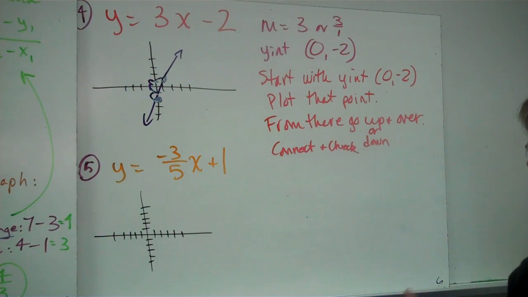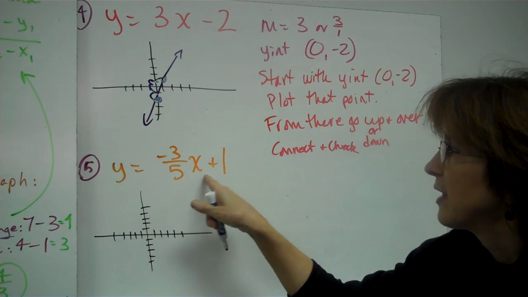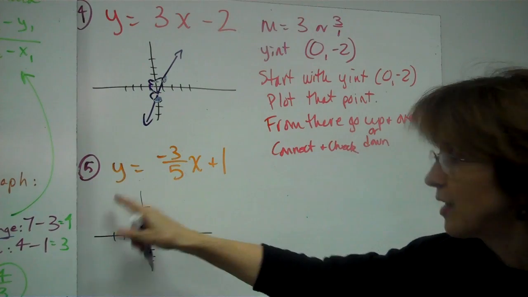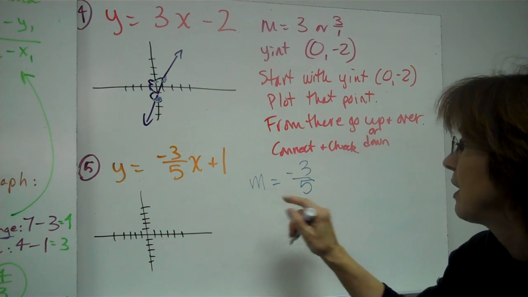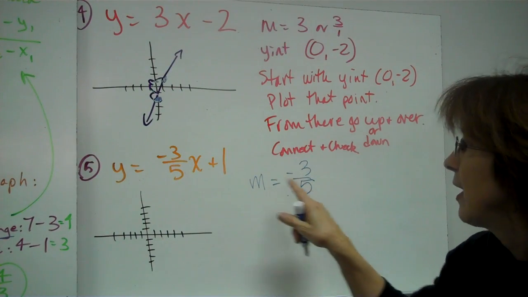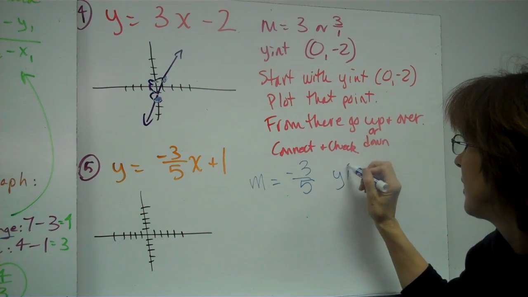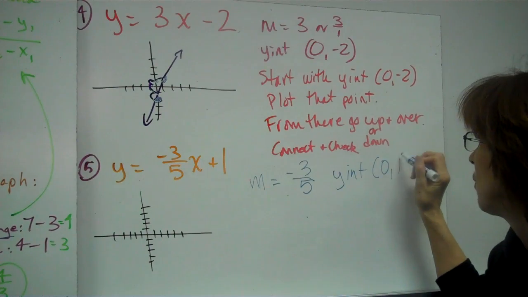Okay, let's do this one now. Y equals negative 3/5 x plus 1. Okay, y is by itself. Check. My slope, remember slope is always the m. That's the letter they picked to use for slope. Here my slope is negative 3 over 5. And my y-intercept is going to be 0 and then 1.